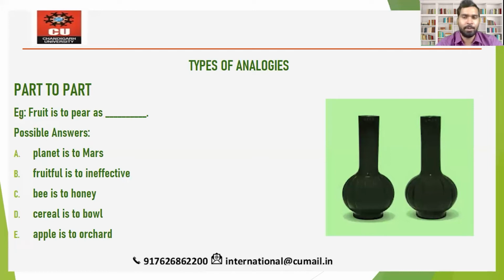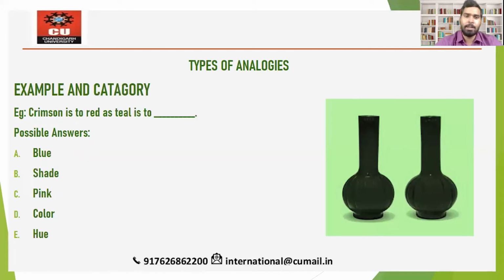Moving on to the next type of analogy, which is example and category. If you look at the question, crimson is to red as teal is to dash. Crimson is a shade of red. So in order to solve this analogy, you have to determine a color of which teal is a shade. So what do you think would be the right answer? A, blue, B, shade, C, pink, D, color, or E, hue.